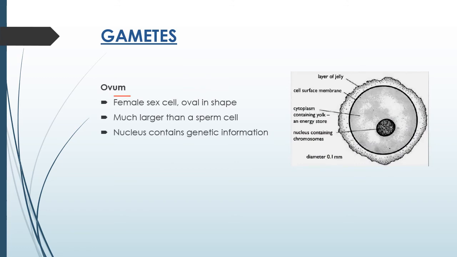The ovum or egg cell. This is the female sex cell, which is oval in shape. They are larger than sperm cells, and they have a large amount of cytoplasm in them containing yolk droplets made up of protein and fat. The nucleus of the egg cell contains genetic material which is also needed when the nucleus of the egg cell fuses with that of the sperm cell, so that a zygote can be formed with the shared genetic material. The function of the egg cell is reproduction.